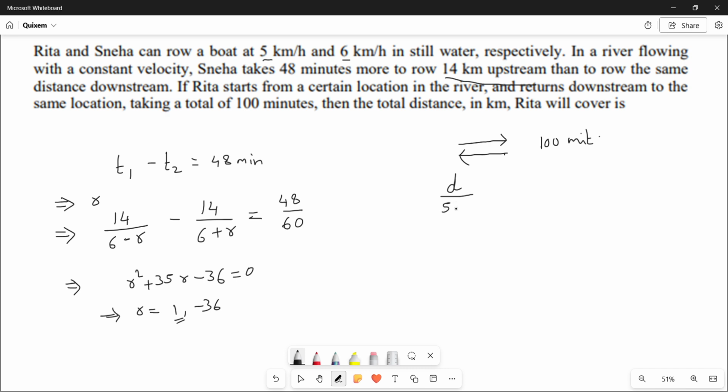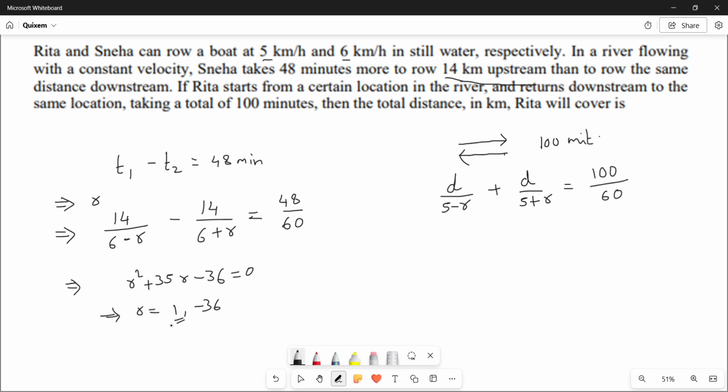So we know 5 minus r is the upstream velocity. And for the downstream, she has to travel the same distance, whereas the velocity will be added, so you'll have 5 plus r here. The total time is 100 minutes. So now again, let's convert this into hours.